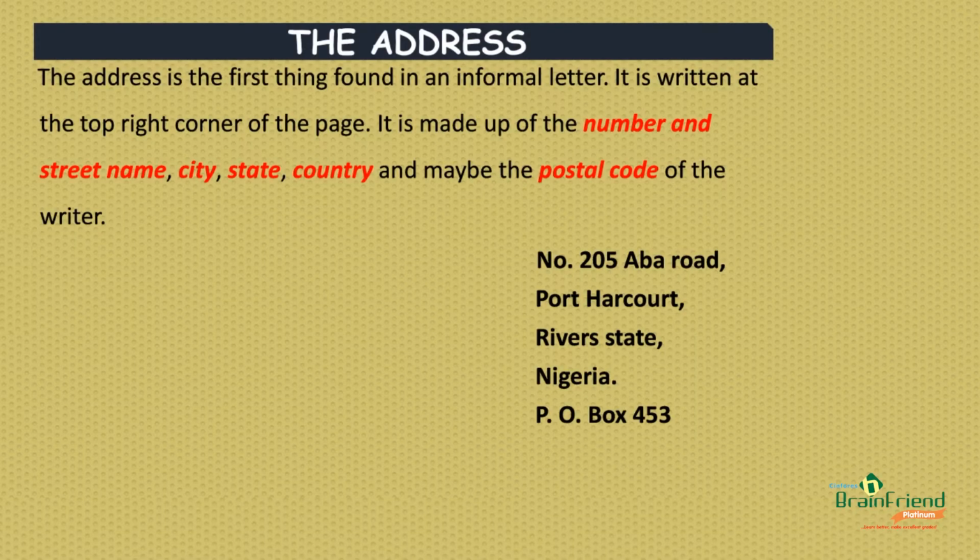Note that the first thing you see in an informal letter is the address, which is made up of the number and the street name, city, state, country, and maybe the postal code of the writer. And this is found at the top right corner of the page.